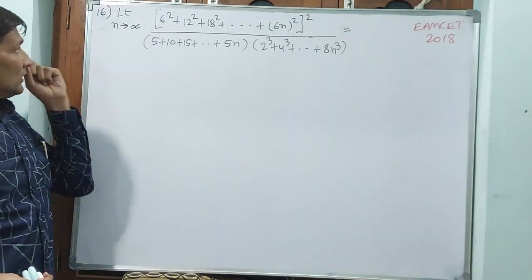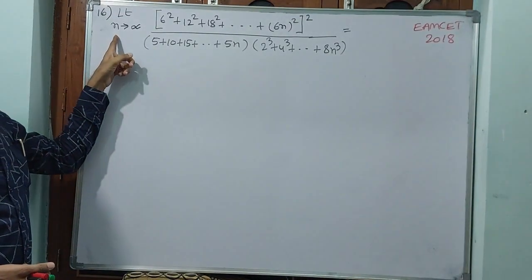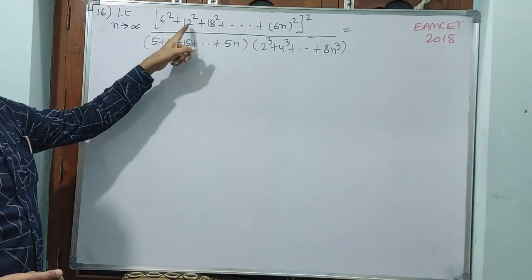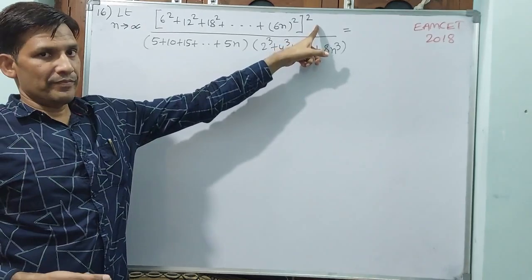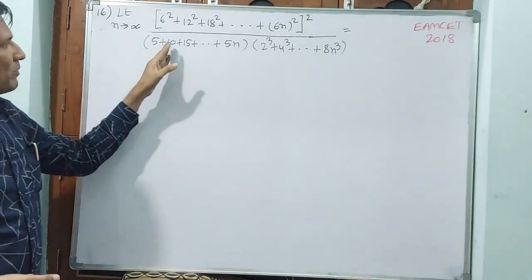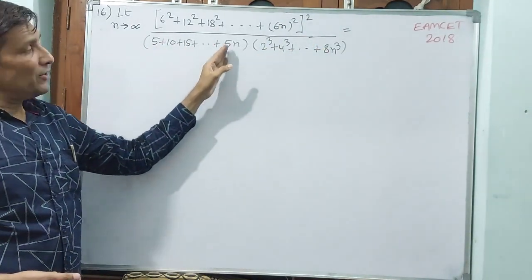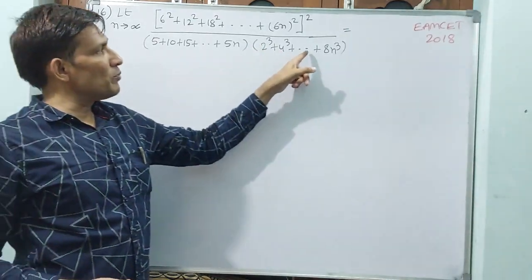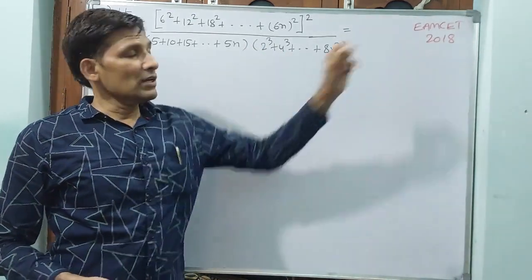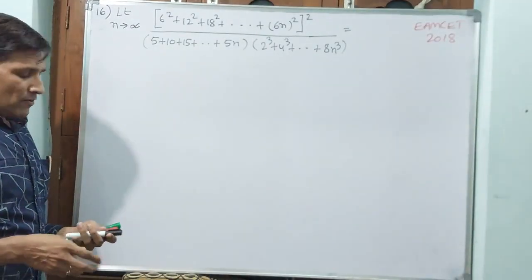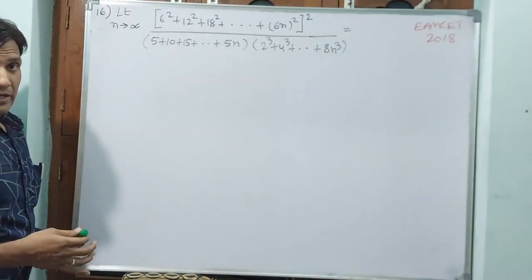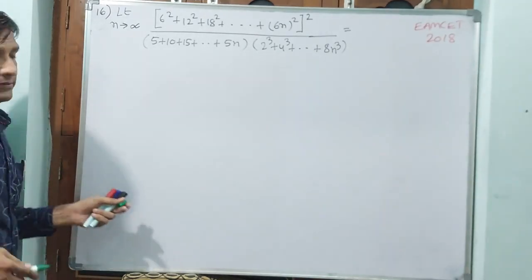Okay, see question 16. Limit n tends to infinity of 6 square plus 12 square plus 18 square up to 6n whole square, divided by 5 plus 10 plus 15 plus up to 5n, into 2 cube plus 4 cube plus up to 8n cube, is how much, they are asking. EAMCET 2018 question. Okay, let us see how to tackle this question carefully. See how I am going to tackle this question.